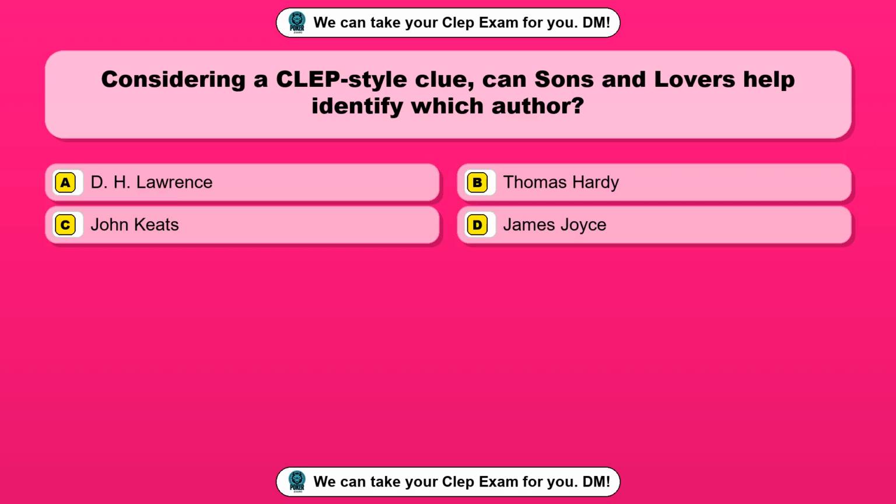Question 47. Considering a CLEP style clue, can Sons and Lovers help identify which author? Option A. D. H. Lawrence. Option B. Thomas Hardy. Option C. John Keats. Option D. James Joyce. The correct answer is option A. D. H. Lawrence.